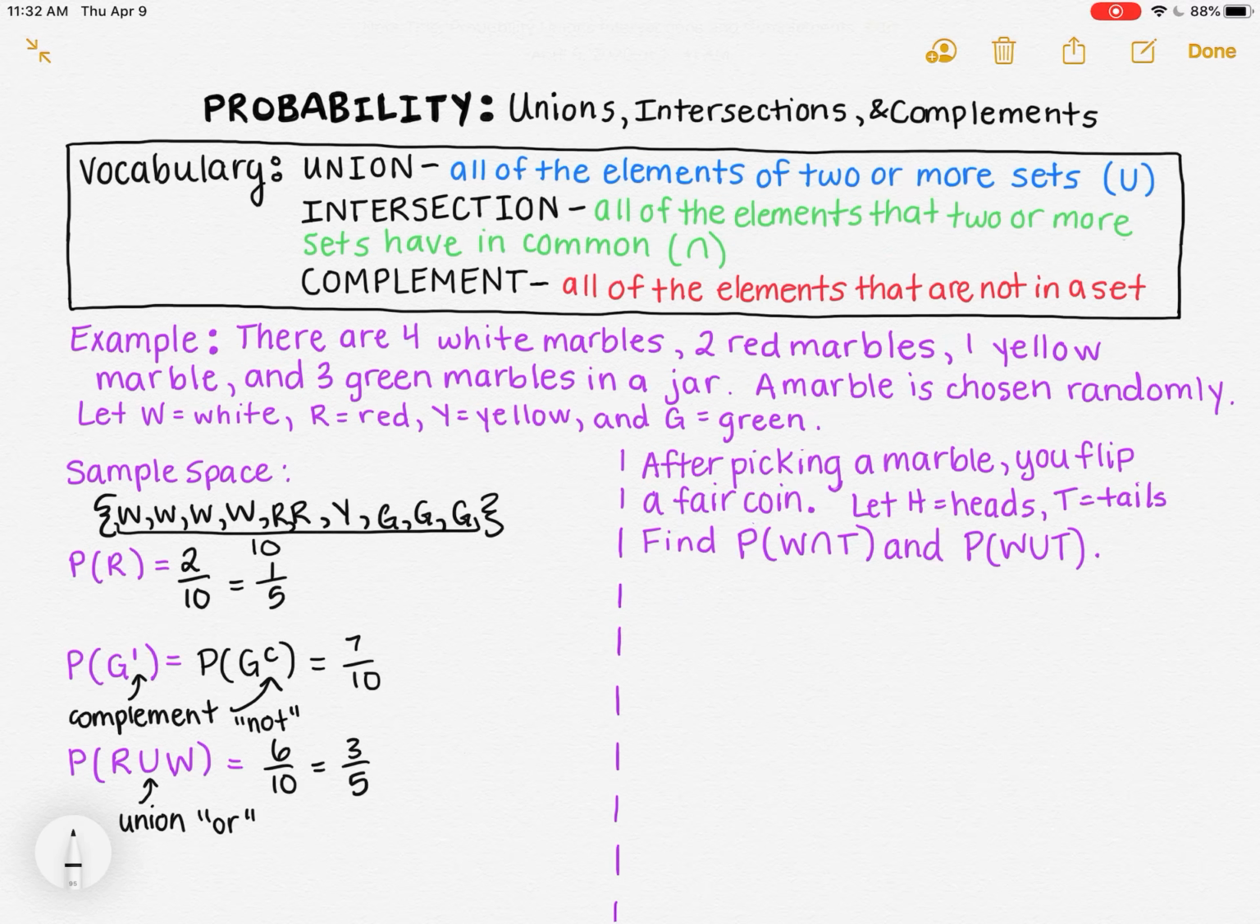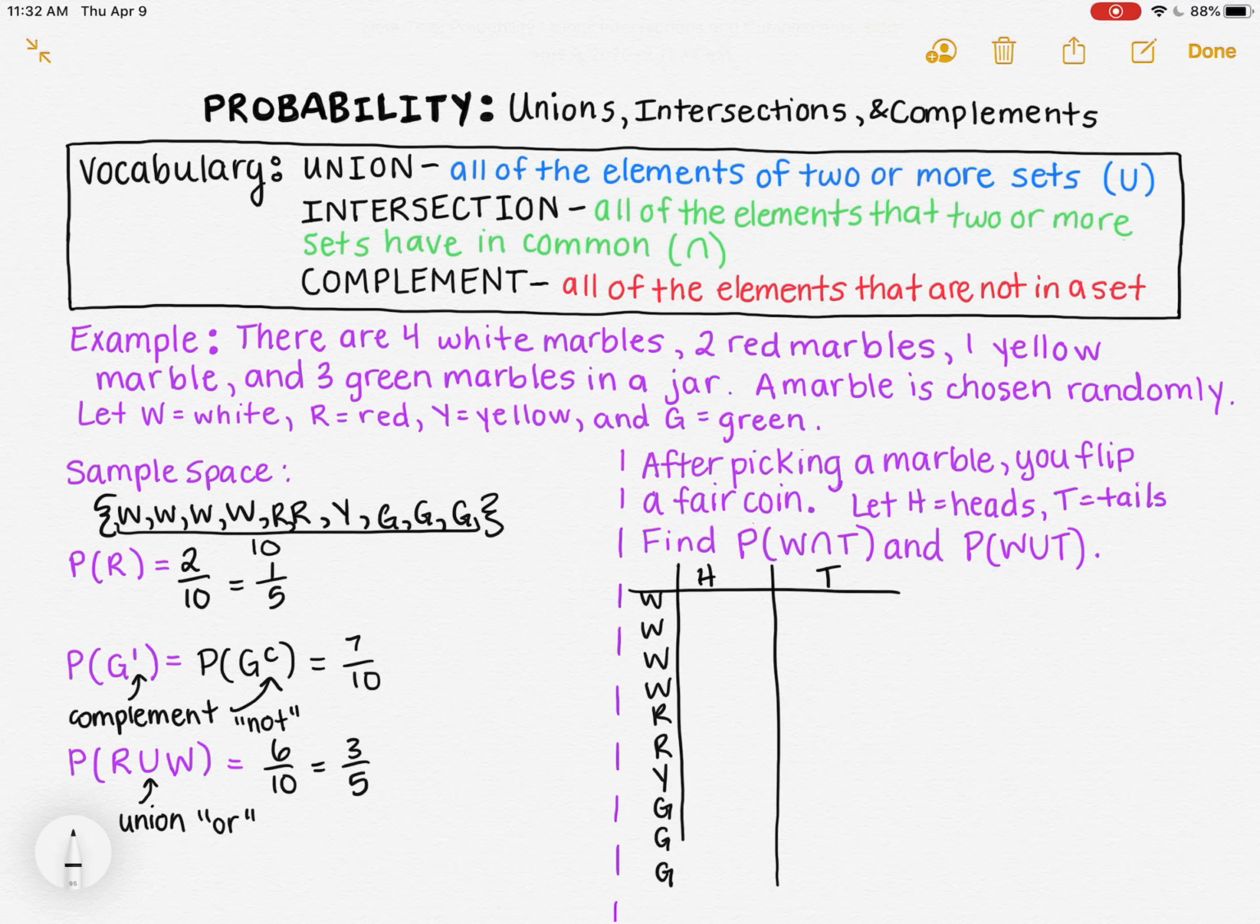I now have a bigger sample space because not only am I picking a marble, I'm also flipping a coin afterwards, and I'm looking at what are the probabilities of picking a certain marble and flipping a certain side of the coin. So I'm gonna make a chart to make an even bigger sample space. I already have my sample space from before, which is 4 whites, 2 reds, 1 yellow, and 3 greens. So I'm going to list that going down just because I have more room that way. And then the 2 possibilities for the coin is flipping a heads or flipping tails.